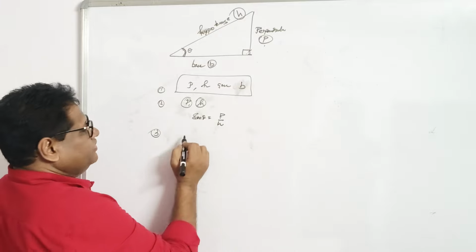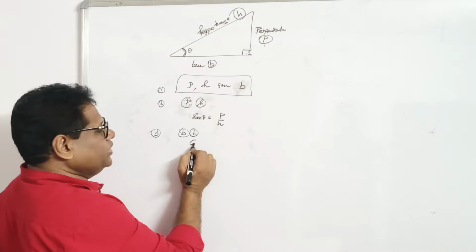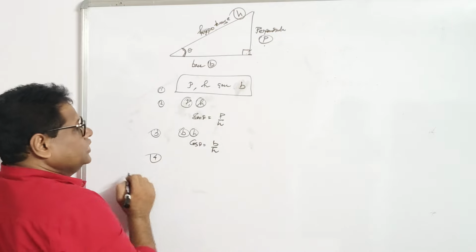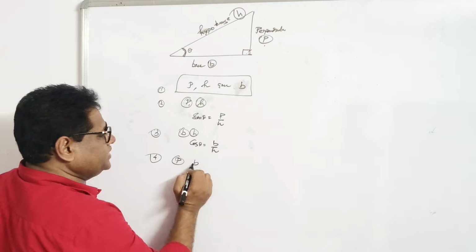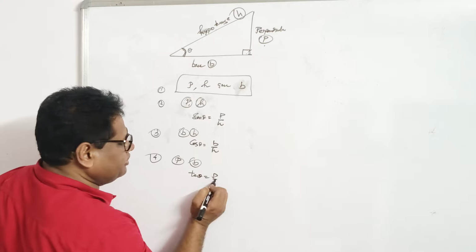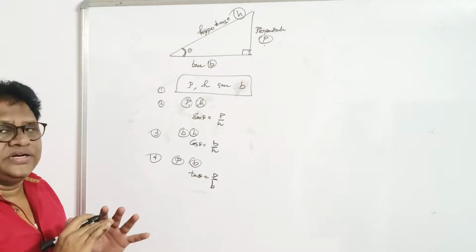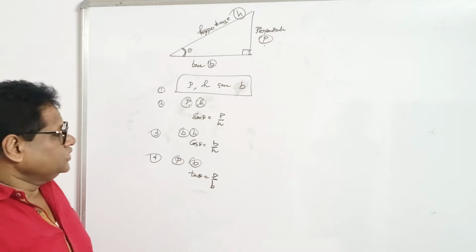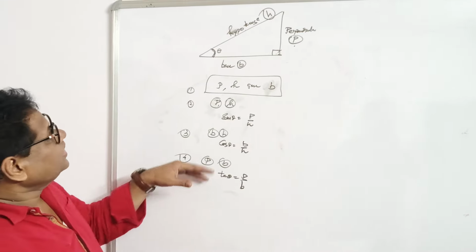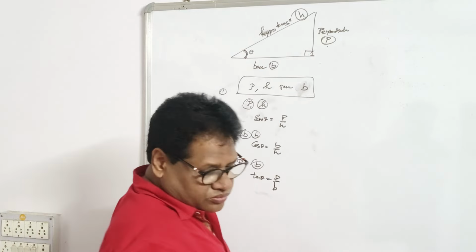Next, suppose the relation between base and hypotenuse is to be linked, then you can use cos theta, base by hypotenuse. Suppose perpendicular and base have to be linked, then you can use tan of theta, that is P by B. So we don't use any other T ratios, cot, sec, cosec, but we are satisfied with sine, cos and tan, because these three relations link up the entire sides of the right angle triangle.